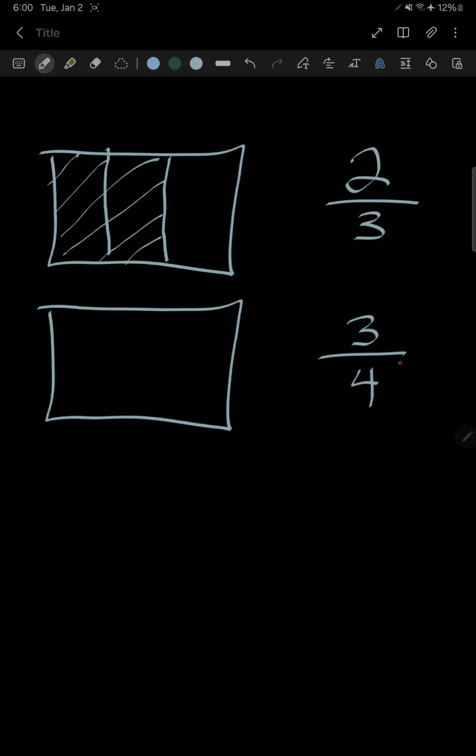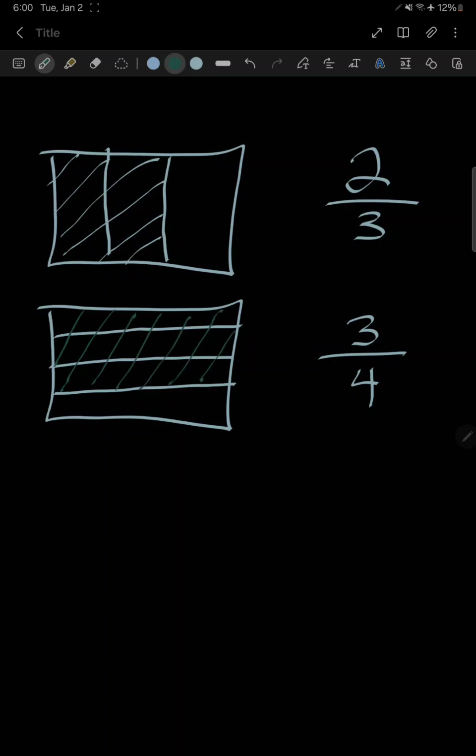And I'm going to do the same thing here, except I'm going to do horizontal lines this time. So there are 4 pieces. I need to shade in 3 of them. So I'm going to shade in 1, 2, 3, just like that. Okay. And then I can turn these into equivalent fractions.